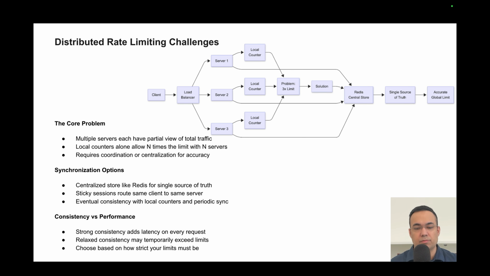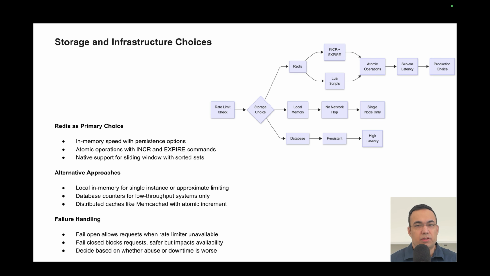Now let's talk about storage and infrastructure choices for a rate limiter. Redis is the primary choice for most production rate limiters.